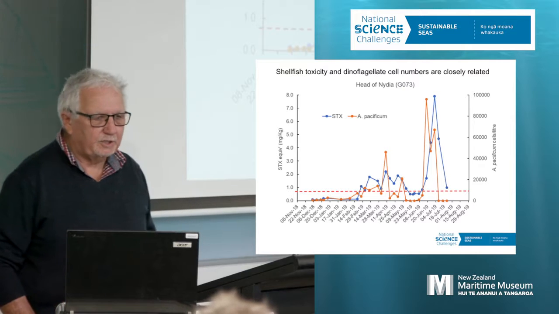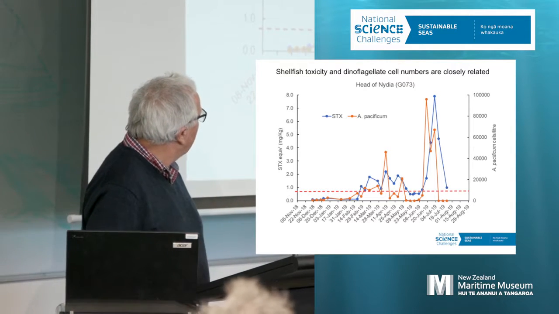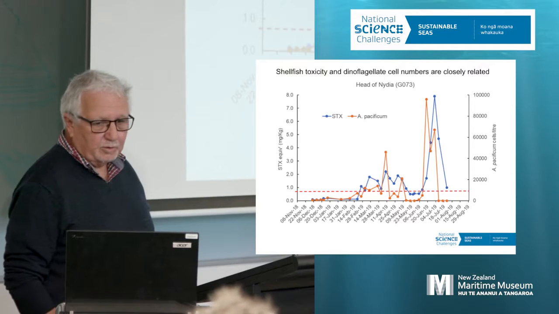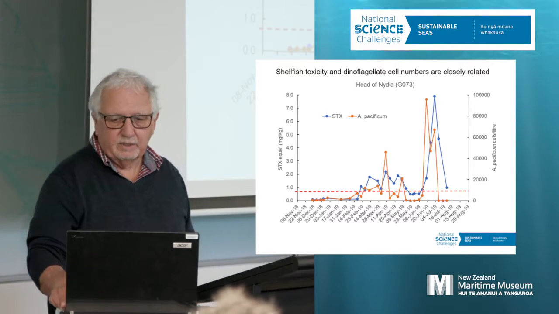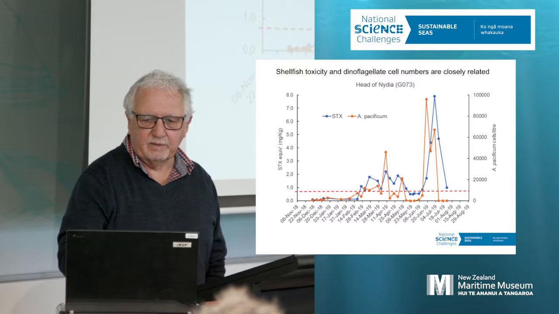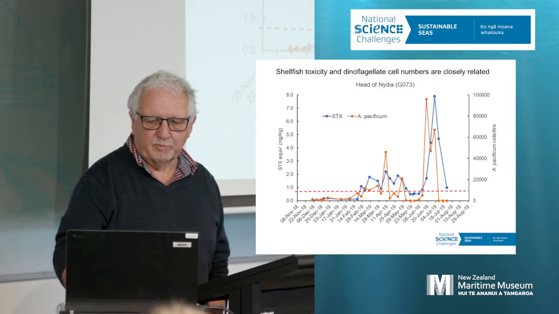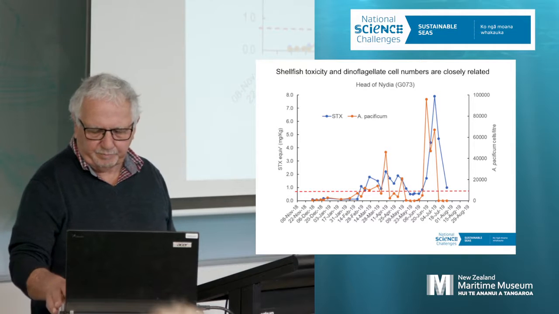There's quite a good relationship between the numbers of cells represented by the orange line there and the actual toxicity in the shellfish. The red line there on the bottom is actually the regulatory level of 0.8 milligrams per kilogram, and harvesting shellfish over that limit is not permitted.